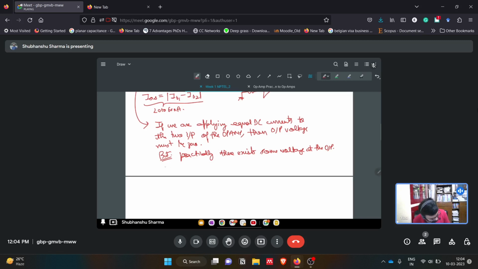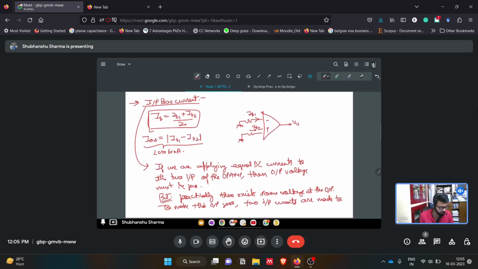So to make this output zero, two input currents are made to differ by a small amount. This difference in current is the offset current.